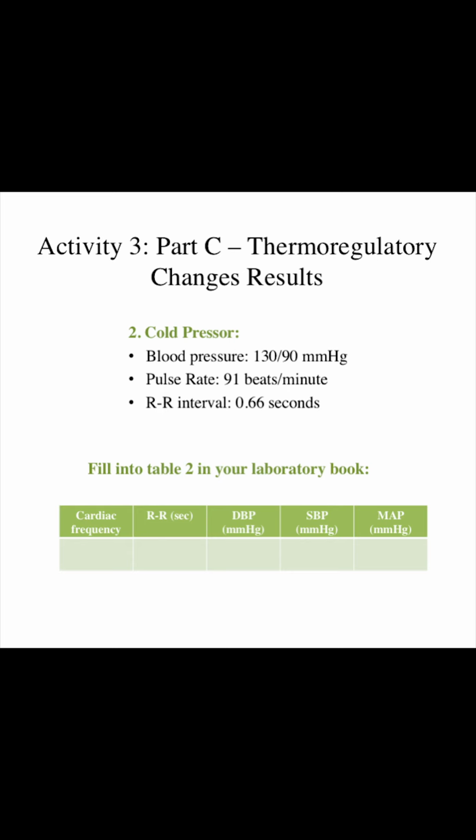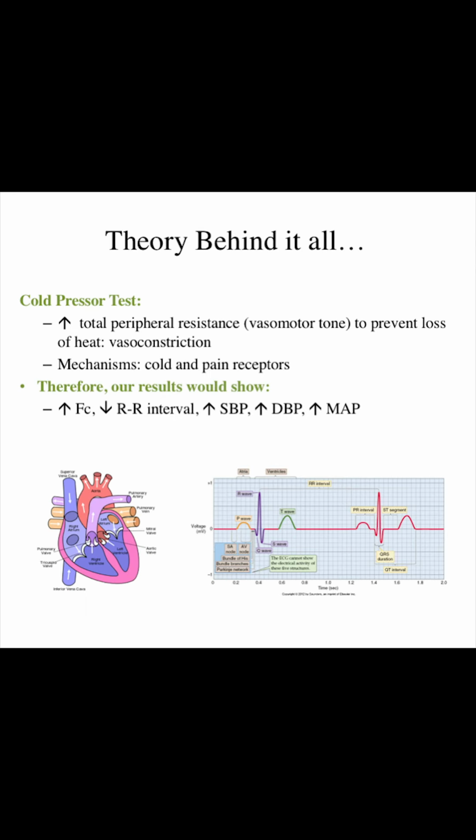Cold and pain receptors cause systemic vasoconstriction that results in a spike in total peripheral resistance. This rise in total peripheral resistance causes a proportional increase in systolic, diastolic, and mean arterial pressure. Additionally, cardiac frequency increases as a consequence of this sympathetic response.